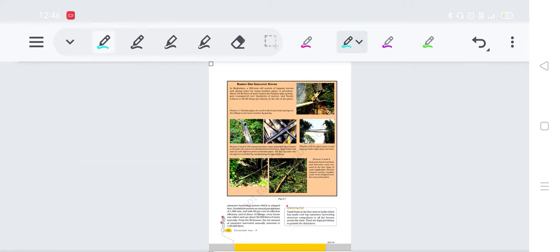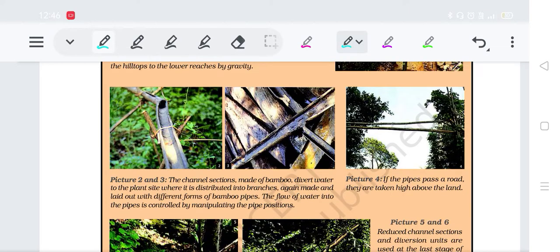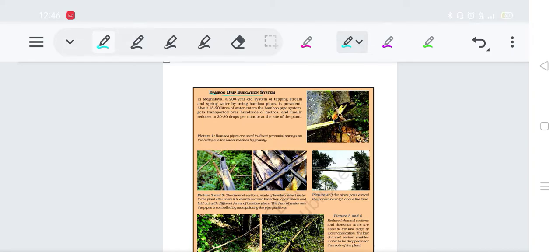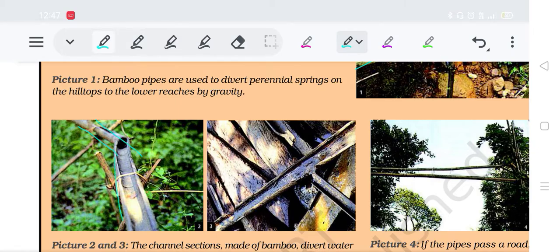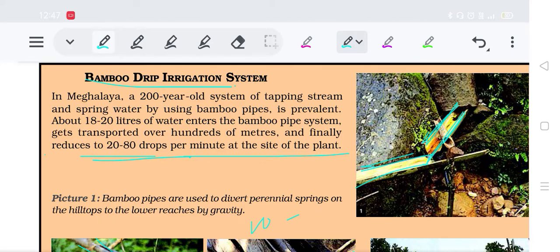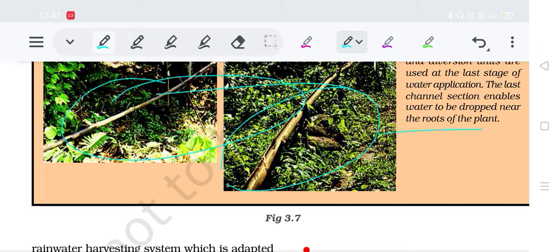So this is done, and then we have the bamboo drip irrigation system. So in Meghalaya 200 years ago, see, they were using these types of pipes for taking water to their fields. Using bamboos, they are taking water to their fields. Like this is crossing the road, and it gives very little water, like 20 to 80 drops per minute at the site of the plant, as they've written here. They take these to the roots of plants.